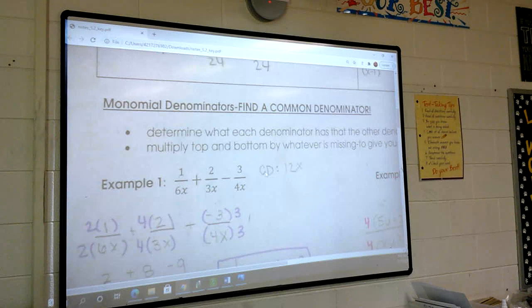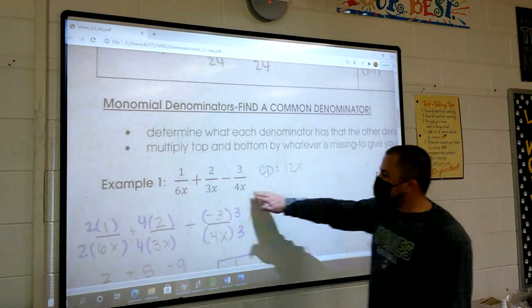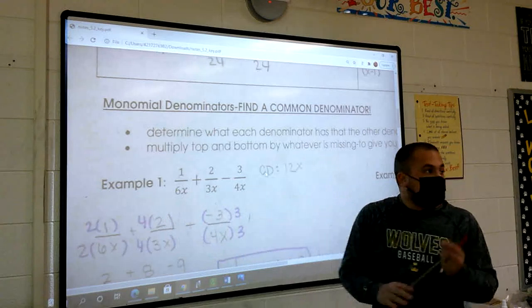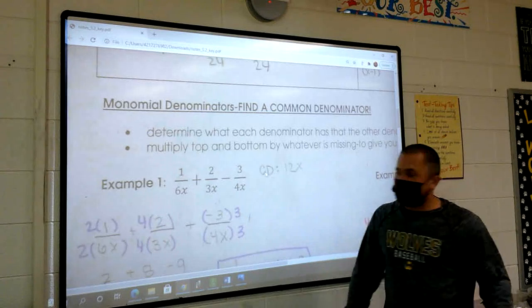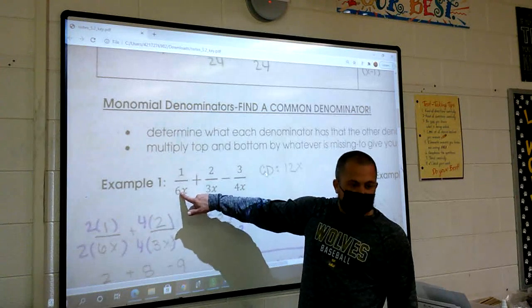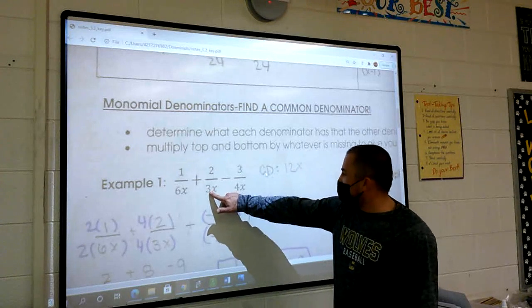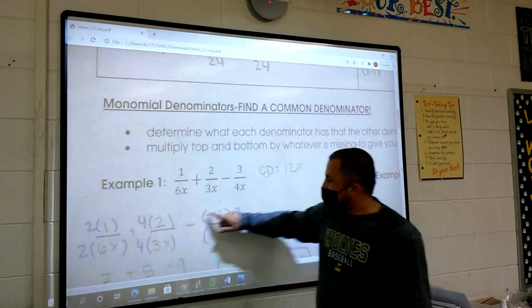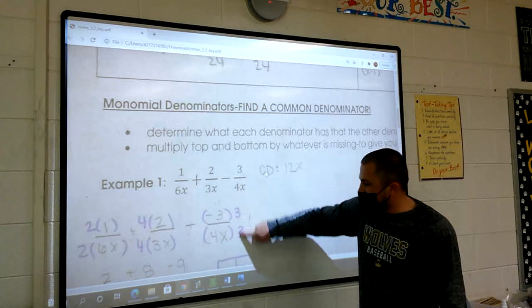3 and 6 will actually go to 6, but 4 doesn't go to 6. It goes 4, 8, 12. So 3, 6, and 4 all go to 12. So 12x is our least common denominator. We've got to figure out how we can make all of these fractions 12x. The first fraction is 6x, so to make 6x into 12x, you just multiply by 2. The second fraction is 3x, so to make 3x into 12x, you just multiply by 4. The third fraction is 4x, so to make 4x into 12x, you just multiply by 3.